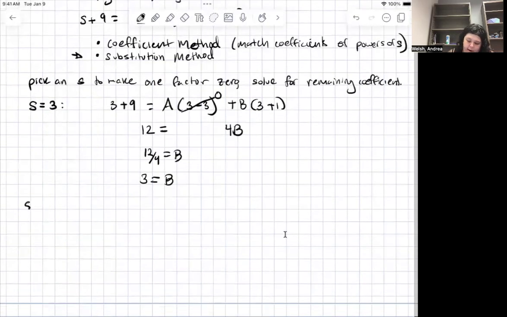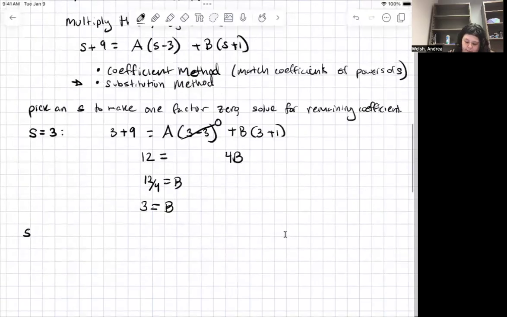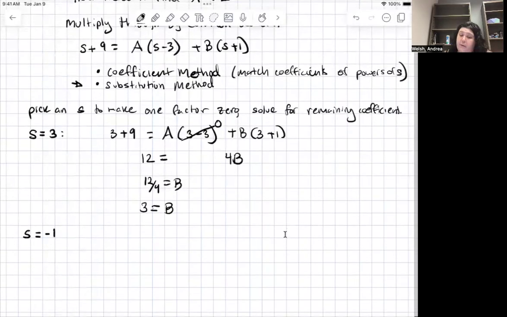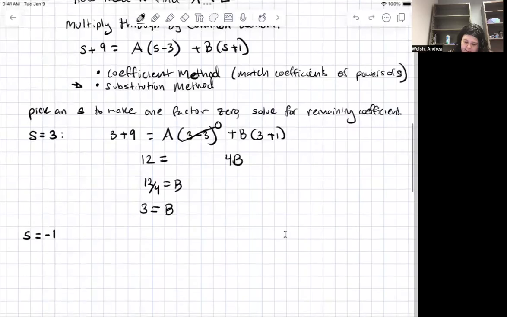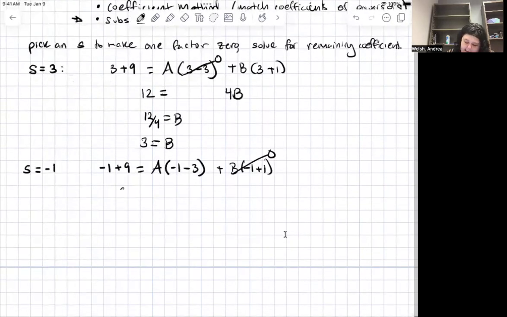Now we go back to the original expression, and we want to pick another s value that makes a different factor equal to 0. In this case, if I pick s equals -1, that's going to make this factor here 0. So let's go ahead and do that. We get -1 plus 9 equals A, which is still unknown, times (-1 minus 3), plus B times (-1 plus 1). We can see that is 0 like we like. And then we get 8 equals -4A, and A equals -2.